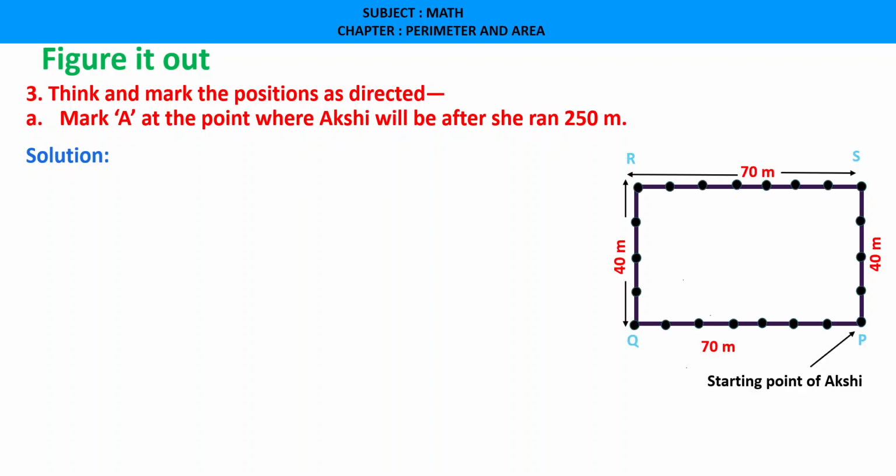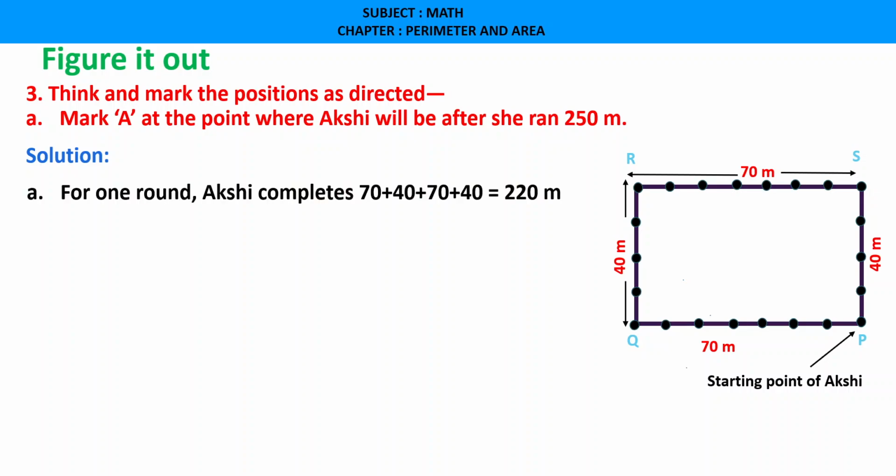Solution. Let us draw the diagram. This is the path Akshi has taken. The starting point of Akshi is this, we are considering it as P. As she is going in this clockwise direction, we are writing PQRS. We need to mark a point A at the point where Akshi will be after she ran 250 meters.